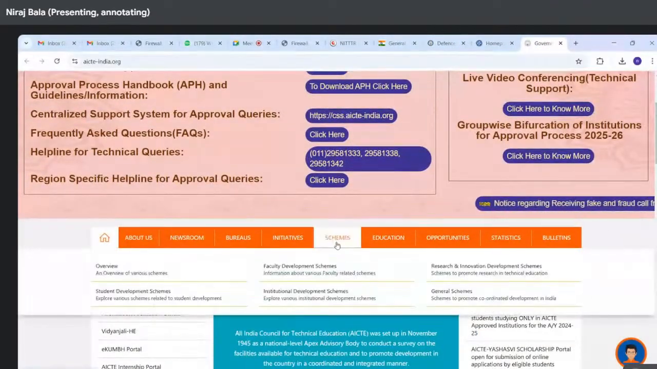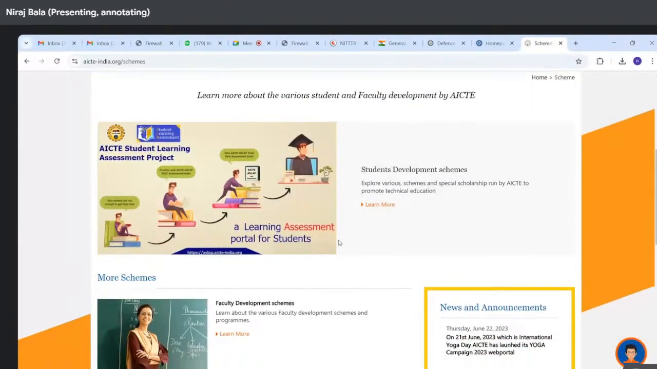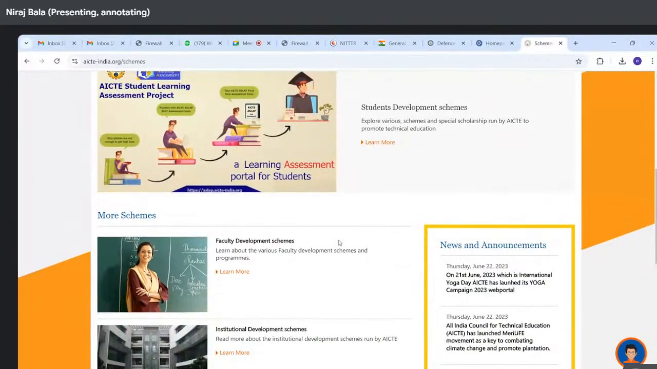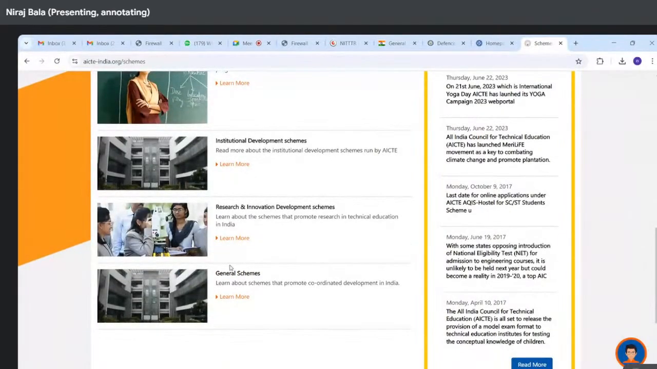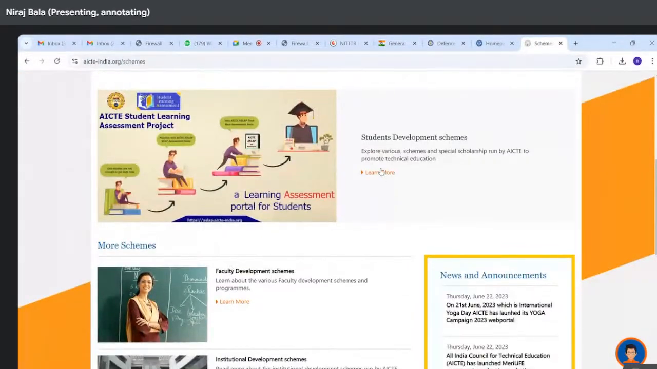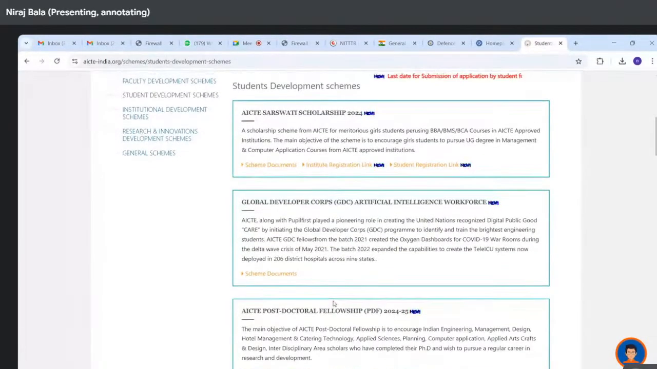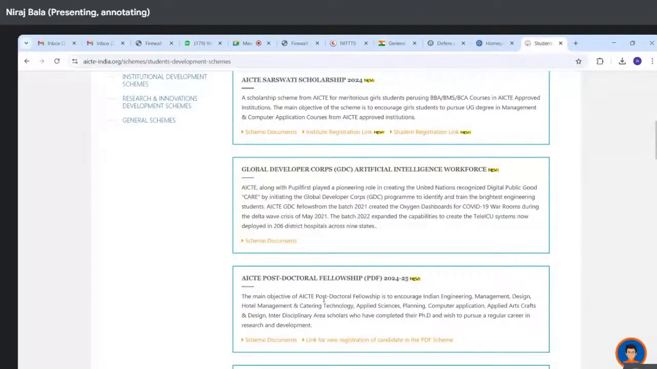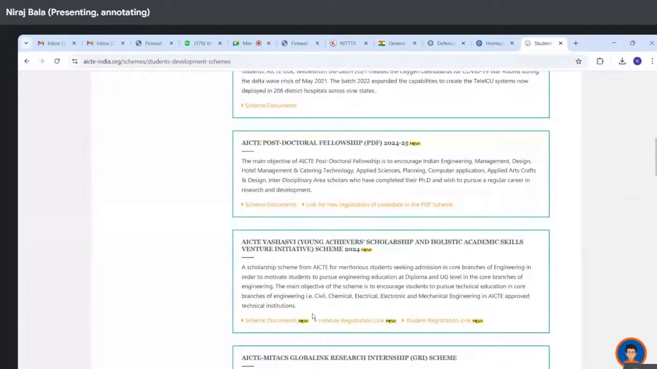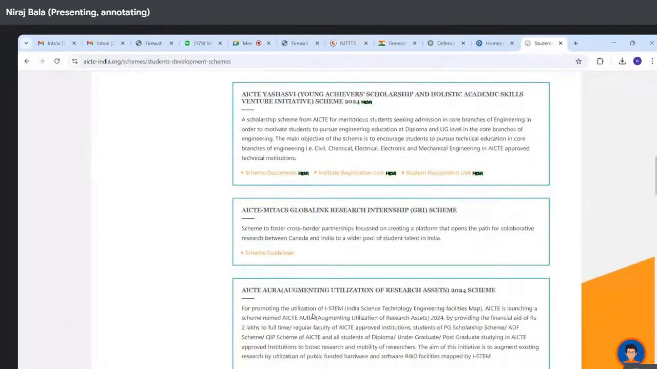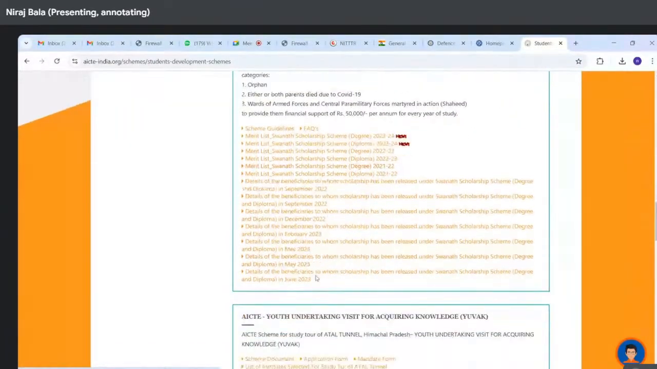So if you click on the AICTE portal and go to the schemes, you will see different types of schemes as I had listed in the PPT: student development schemes, faculty development schemes, institutional development, research and innovation development schemes, and some general schemes. Under student development schemes, mostly there are scholarships, such as the AICTE Saraswati scholarship and others. If you want to do a postdoc, they give you a fellowship. Under the QIP scheme also they give you a scholarship. You can go through the merit list scholarship schemes.